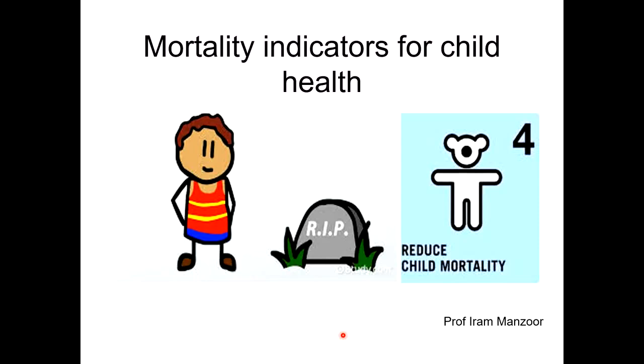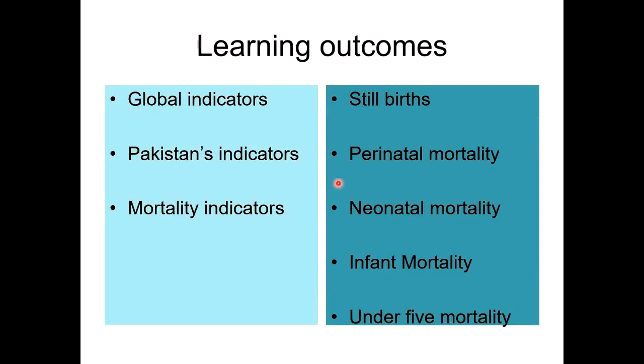We are going to discuss today the mortality indicators which are related to child health. The learning outcomes of today's lecture are that we will be discussing what the worldwide indicators are which reflect the health situation of children. Then what are Pakistan's indicators and where Pakistan stands when we talk about the health status of children. What are the important mortality indicators which we can measure and which reflect the health situation of a country.